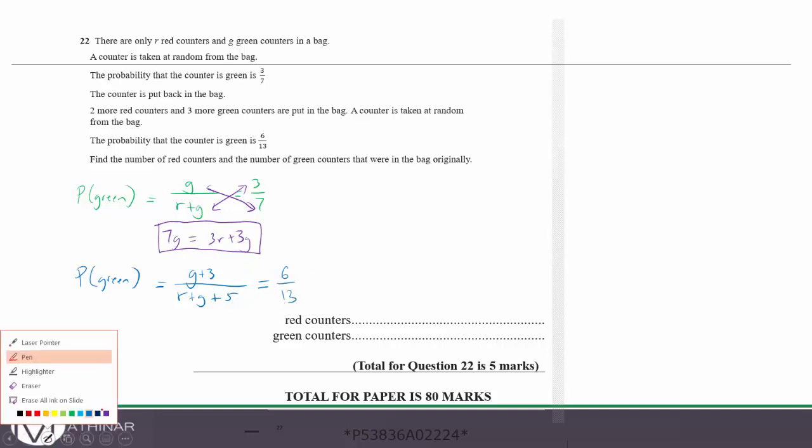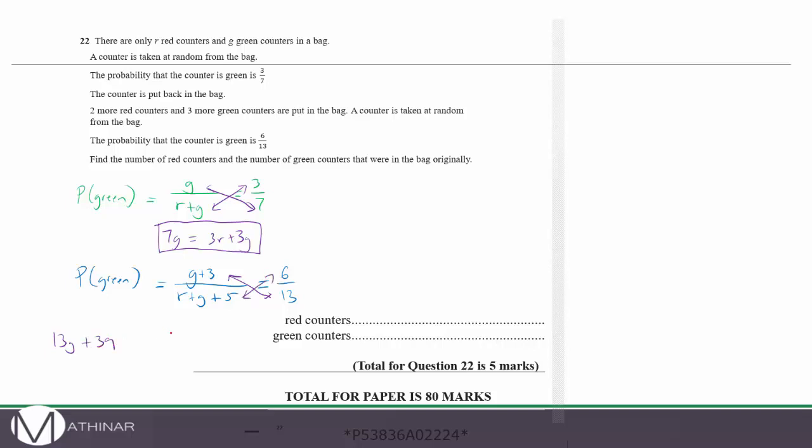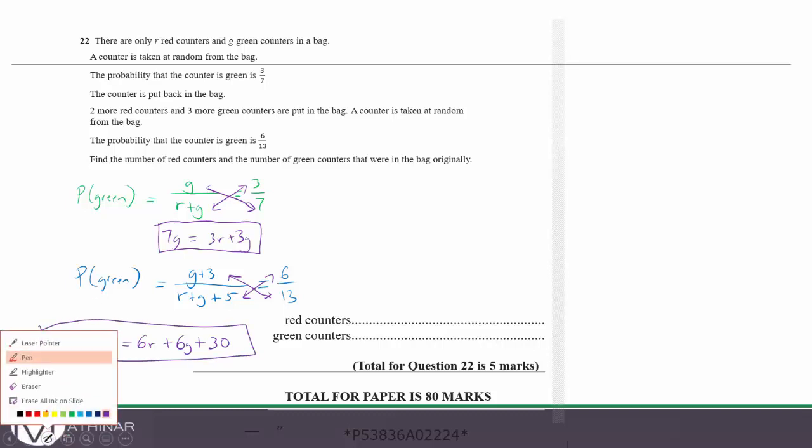Again, we have a fraction equals a fraction, so we can do some cross multiplication. This times this gives you 13G plus 39. And then this times this gives you 6R plus 6G plus 30. And that gives us a second equation. So now that we have 2 equations, we also have 2 unknowns. We should now be able to solve, because the question is asking us to work out the number of red counters and green counters originally in the bag. So let's see what we can do.